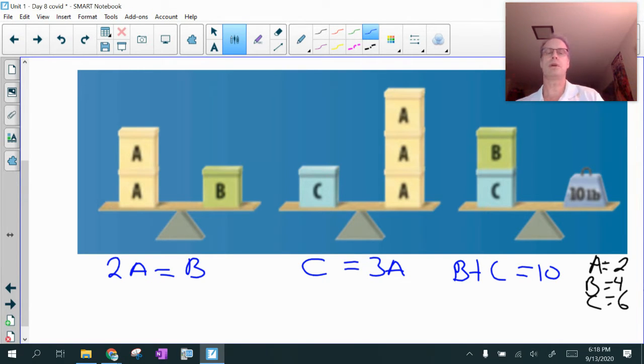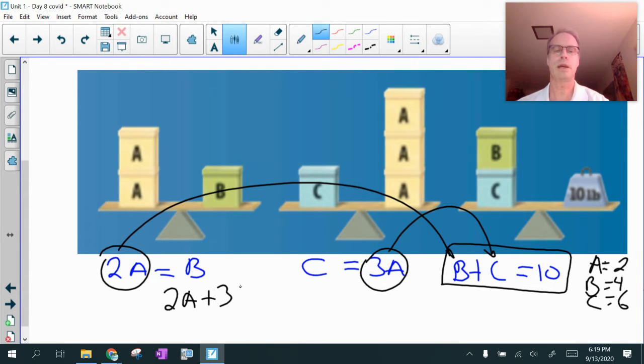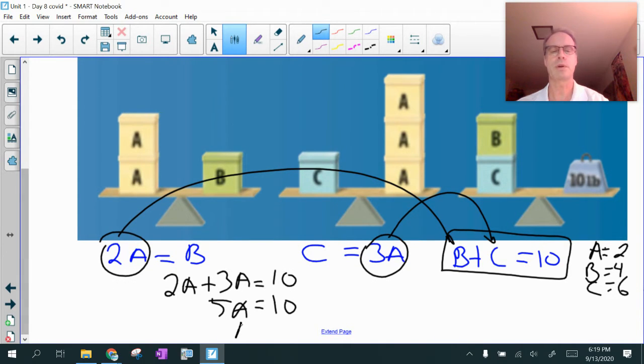What I can do though is I am now going to take this whole B plus C thing from over in here, and I'm going to substitute the values in. See, B I know is going to be equal to 2A, so let me substitute that in. And over here I say that C equals 3A, and I'm going to substitute that in. So I'm now looking at 2A plus 3A is going to get me 10, or 5A equals 10, and therefore, hopefully nobody's going to be surprised when I say that A equals 2.